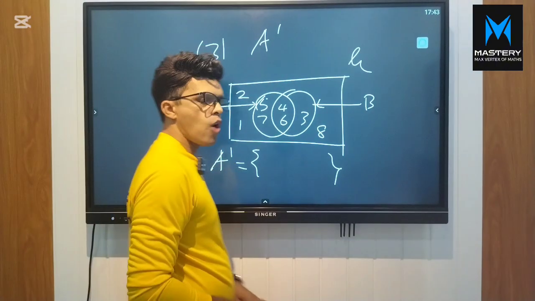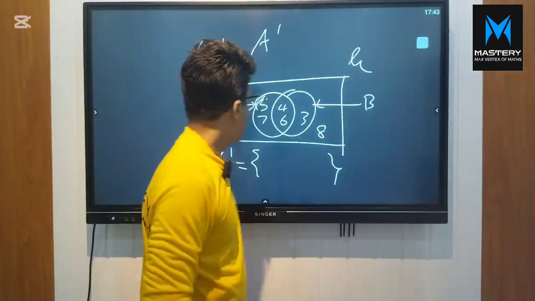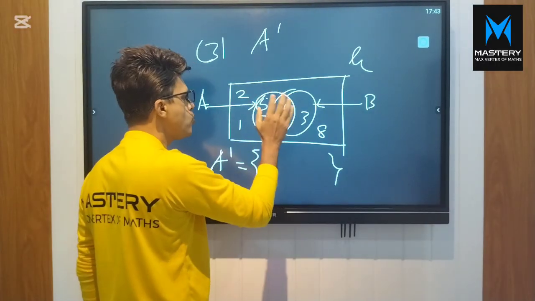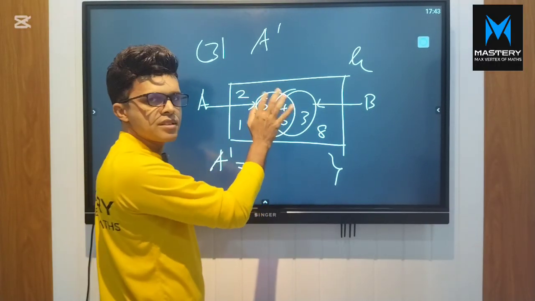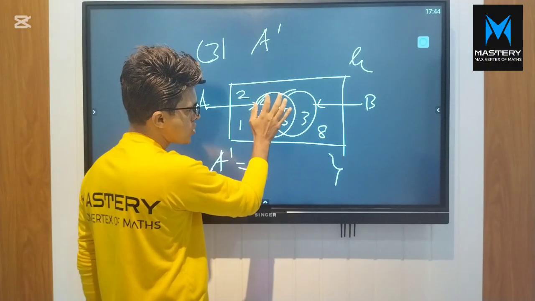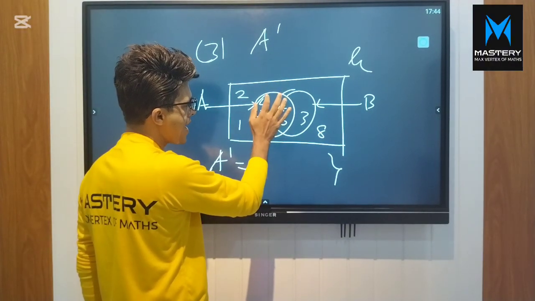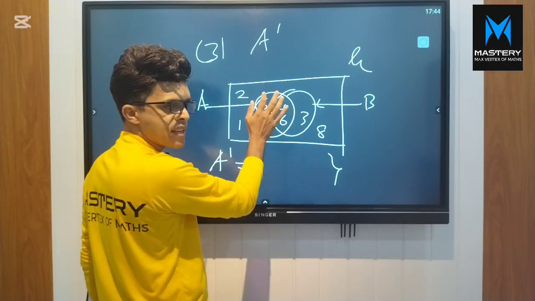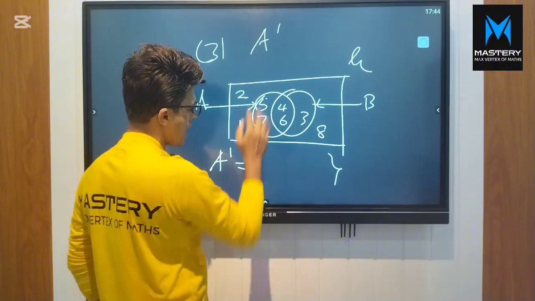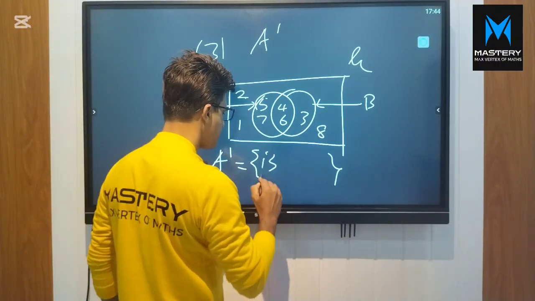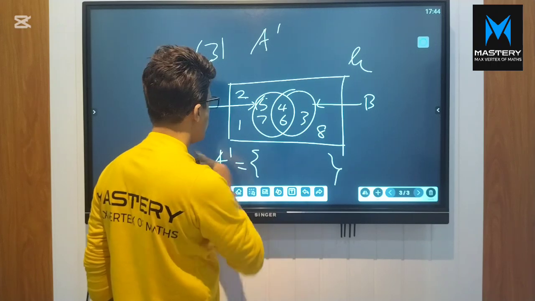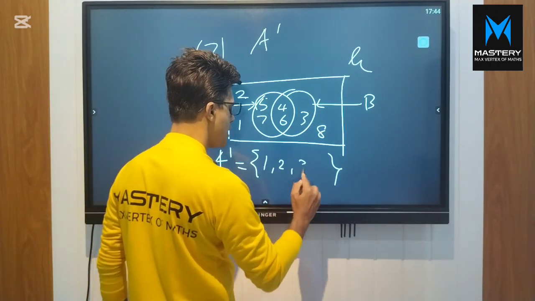So how can you get A dash here? A dash is taken without the set A. You should not consider the elements that you could find in the set A. You could see the other elements out of the circle A, and you could see 1, 2, 3 and 8. So this is the complement of A, which is 1, 2, 3 and 8.